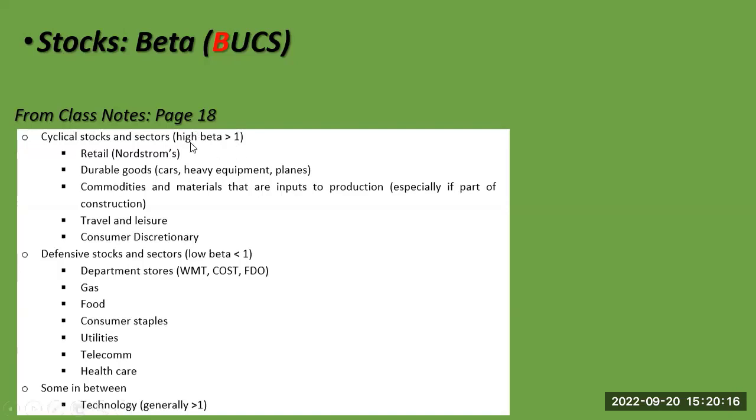So you have high beta stocks and low beta, and it's so simple. If you're expecting a recession, where do you want to be on this list? Defensive. If you're expecting to come out of recession, where do you want to be? Cyclical, isn't it? Pretty straightforward. You already knew that even without this class.